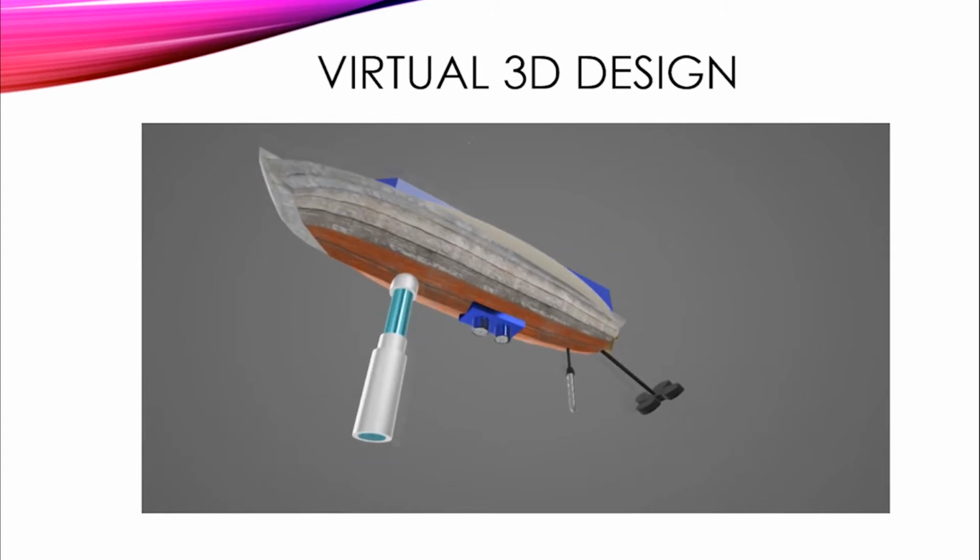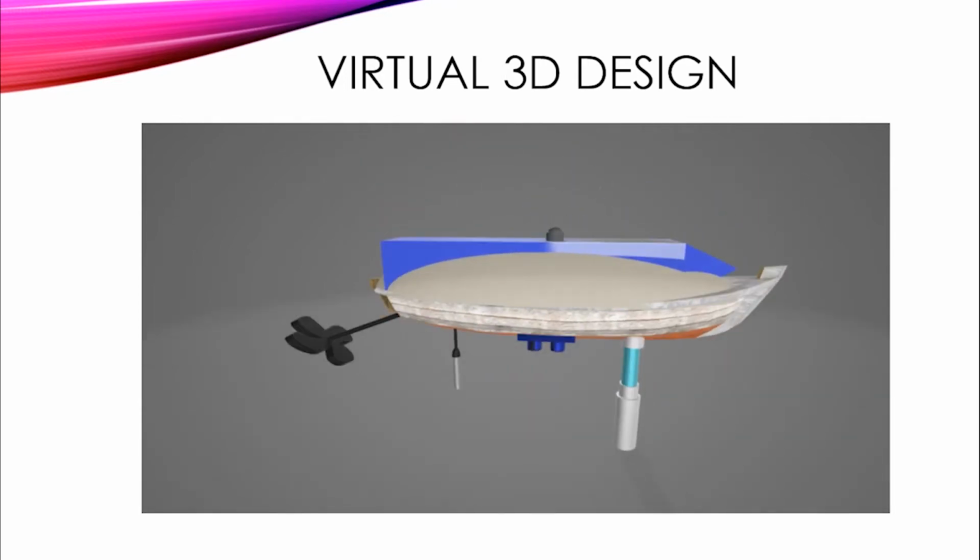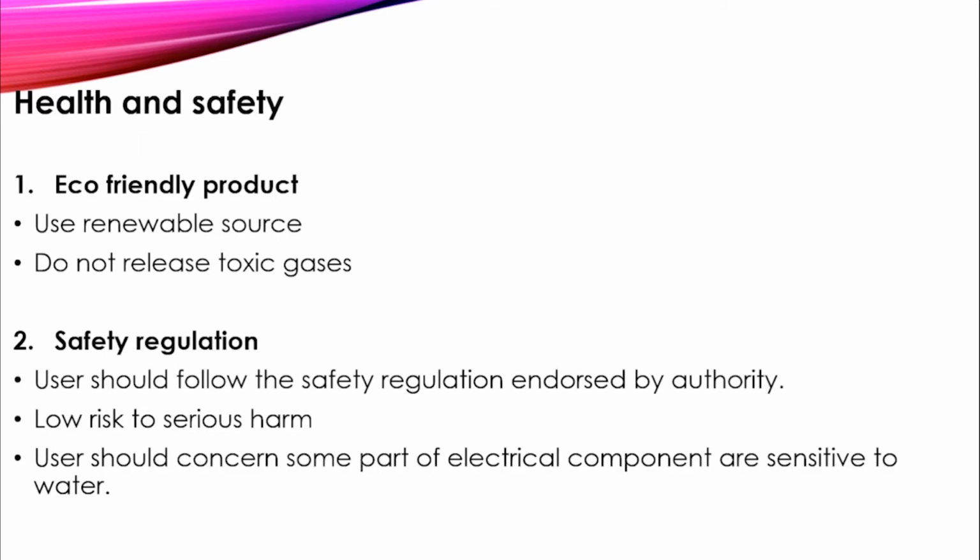There are 3 sensors we are using, which had already been explained in the methodology section. We had also considered the health and safety aspect with regard to this smart water pollution monitoring system. This device is an eco-friendly product. It uses solar, which is a renewable source, and will not emit any harmful toxic gas, as it does not use any fossil fuel.